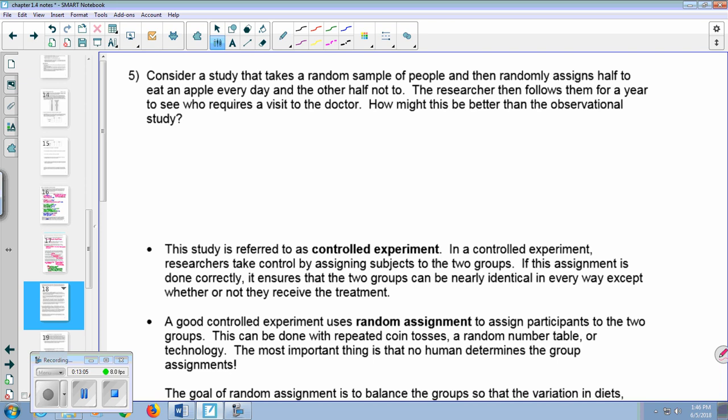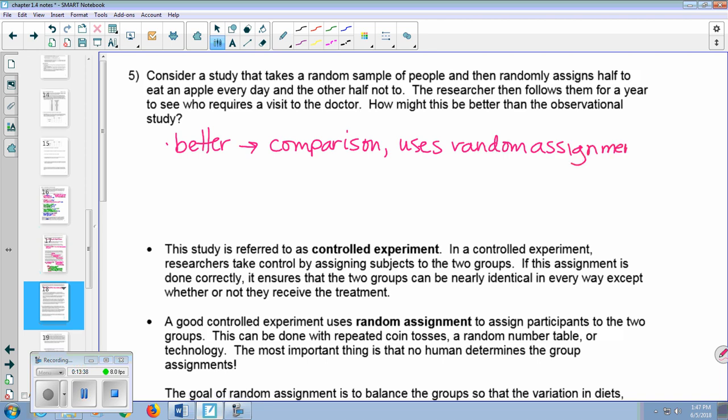All right, number 5, consider a study that takes a random sample of people and then randomly assigns half to eat an apple every day and the other half not to. The researcher then follows them for a year to see who requires a visit to the doctor. How might this be better than the observational study? So note it is better. You've still got those two groups that you're comparing. There's still that comparison, but this comparison uses something called random assignment.